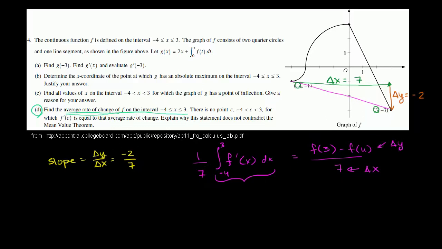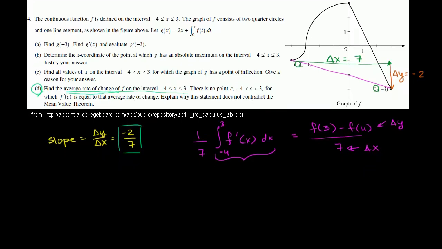So we did the first part. Our average rate of change of f on the interval is -2 sevenths. And then let's think about the second part. They say there's no point C in that interval for which f prime of C is equal to the average rate of change. Explain why the statement does not contradict the mean value theorem.